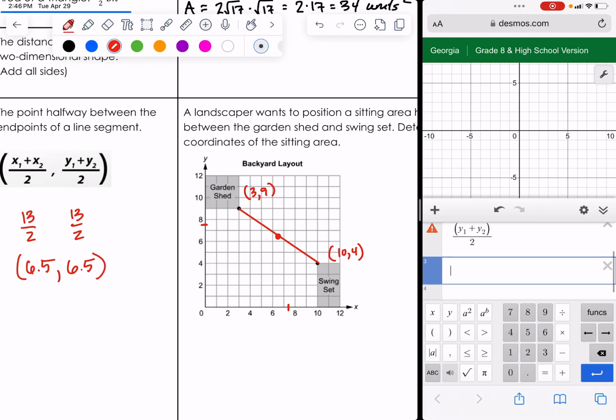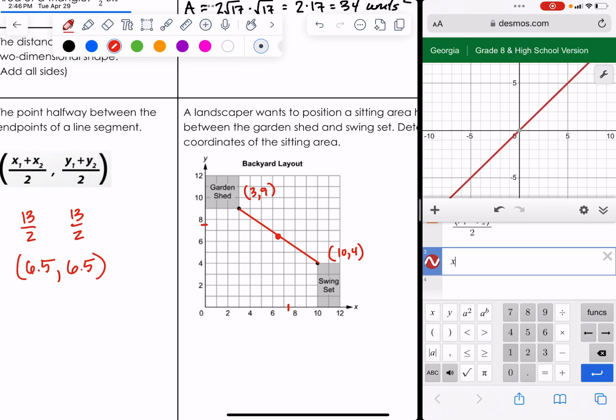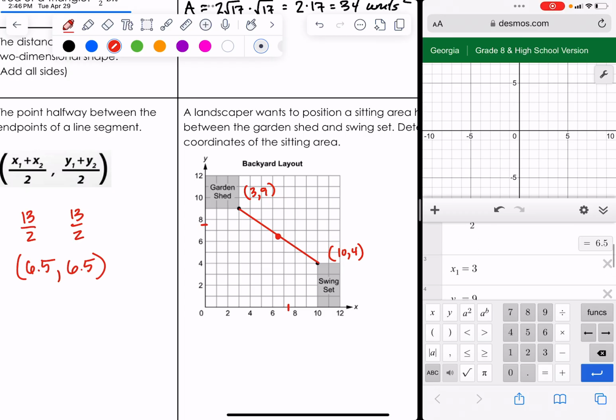Again, you can use Desmos here. We've defined our pieces of our formula, so we can just go in and say x1 is 3, and y1 is 9, x2 is 10, and y2 is 4. And it says 6.5, 6.5, and I would not have made my calculation mistake there. So that is really the long way to do this.